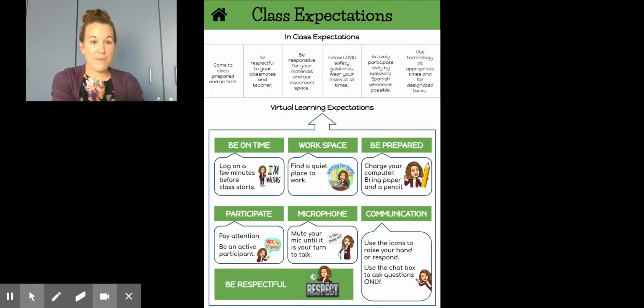Some of our class expectations are listed here for in-class as well as virtual learning expectations. Really, the most important thing is that they are respectful to myself and others, all of their classmates, as well as our learning environment, and that they are responsible for their learning and they participate in our class daily.